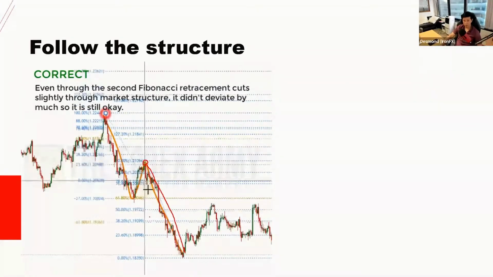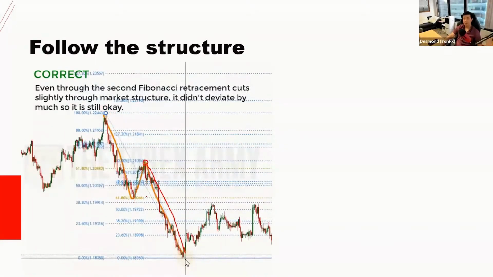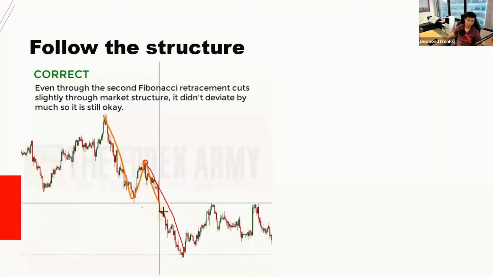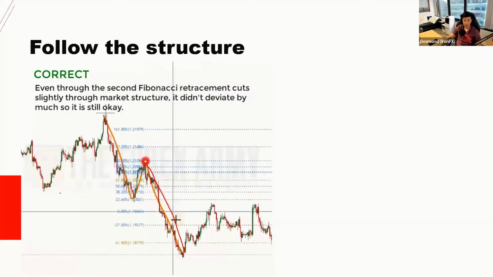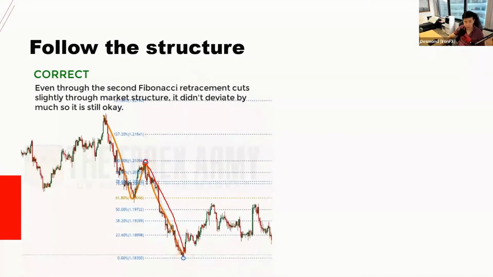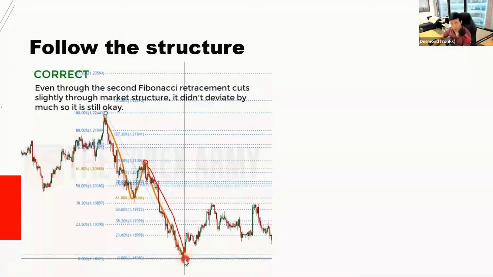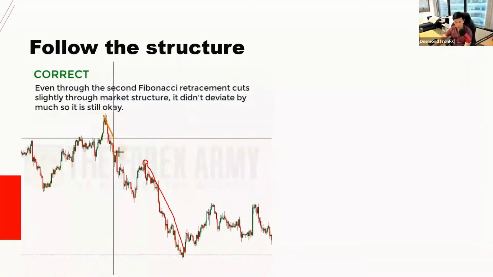Even from here to here is okay, right? It deviates just a little bit. In these kinds of situations, the Fibonacci is a lot more effective because it follows price more accurately. Okay, so that's the first two things that you need to take note of about market structure. That's the first two things you need to think about when you're drawing Fibonacci retracements.